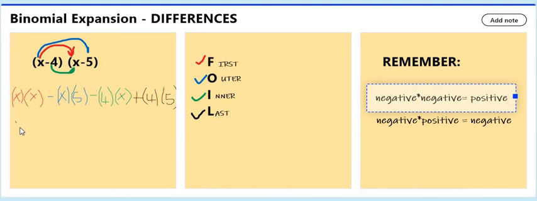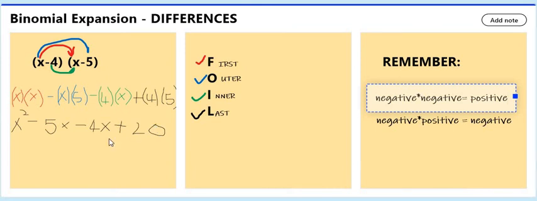X times x does not give us 2x. It gives us x squared. Please watch the video on indices. X times 5 gives us 5x. We write the numeral, which we call the coefficient, first. We don't write x5, we write 5x. We put back our minus sign. 4 times x gives us 4x. And then we write our plus sign. 4 times 5 gives us 20.